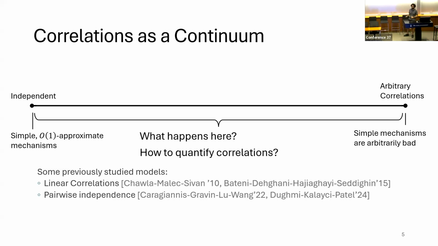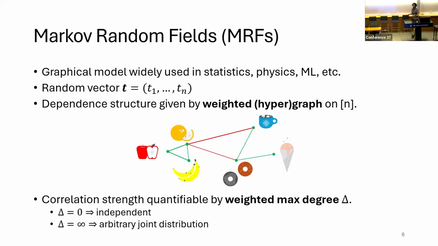And so before I get to our model for this, I'll just mention that some work has been done on different models of correlations in the past, including linear correlations or pairwise independent distributions. But for our purposes, these don't quite capture what we want, which is some way of modeling this full spectrum from independent distributions to arbitrary correlations. So the model that we will look at is this model of Markov random fields, or MRFs. And this is a graphical model of dependencies in high dimensions, which has been used to great success in fields like statistics, physics, and machine learning.